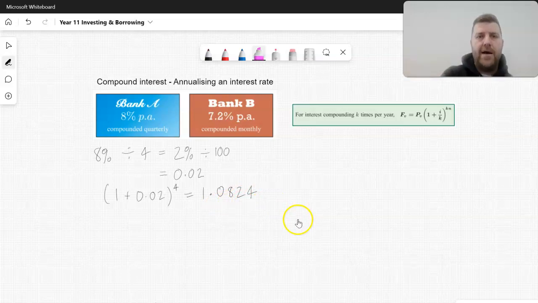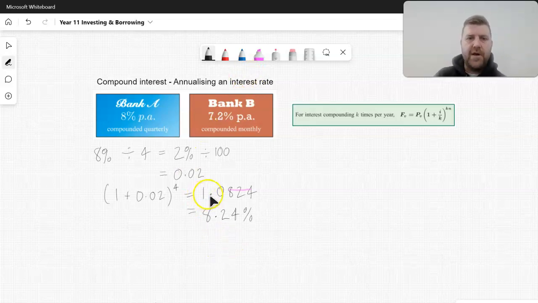So I'm only looking at these numbers here, which tells me that the annual interest rate is 8.24%. Okay, basically I'm taking away 1 and multiplying by 100 to convert it back to a rate. So 8.24% is 8% per annum compounded quarterly as an annual rate. Okay, so I've annualized that 8% compounded quarterly. All right.